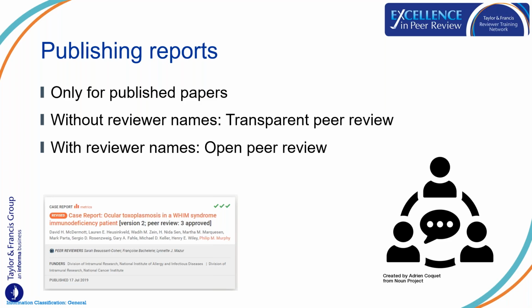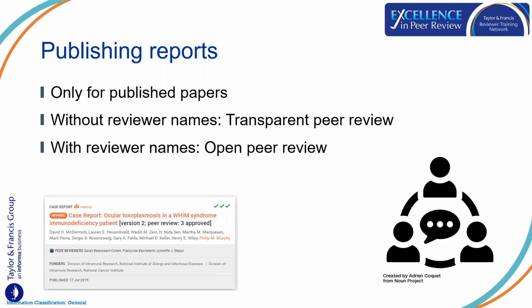For publishing reports, there are a couple of options here that you might encounter. Relatively few journals do publish peer review reports. Normally these are only available to the editor and to the author. Some journals do publish the reports if the article itself is published. So when the article goes live and says this is approved for peer review, there might be some comments provided with that to show who said what about that article.